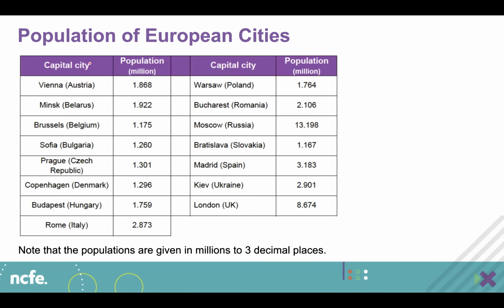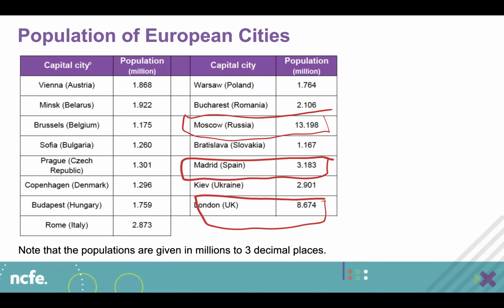Population of European cities. Note that the populations are given in millions to three decimal places. Here we can have a look. Again, just a bit of analysis. We can see that Moscow is clearly the most populous city. We can then see that the second most populous city is London with 8.674. And we can see that the third most populous city is Madrid with 3.183 and so on.